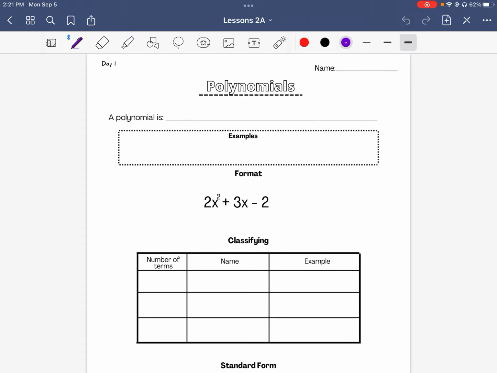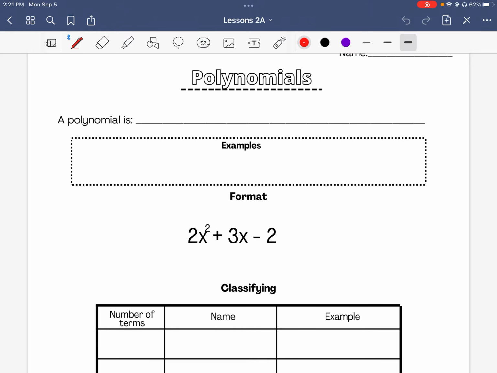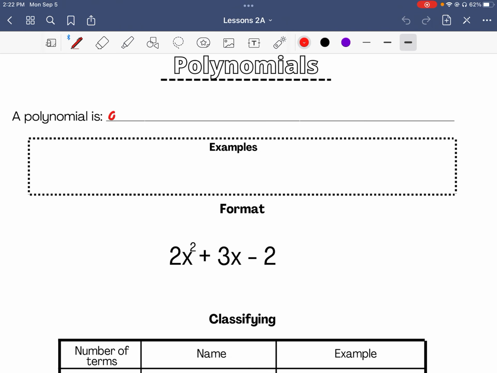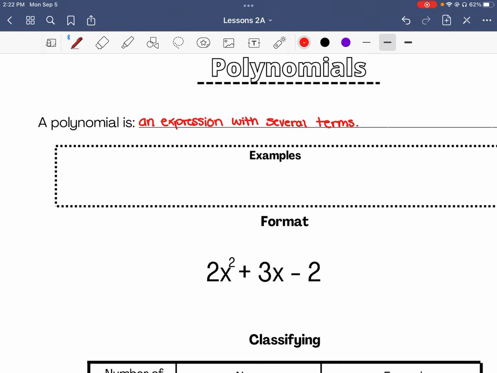So, polynomial. What is a polynomial? A polynomial is an expression with several terms. So remember that an expression is like an equation but without an equal sign.